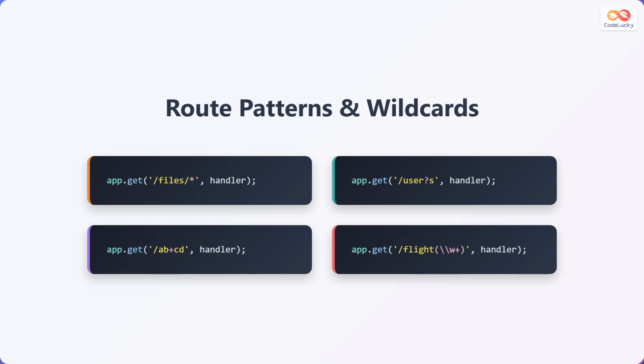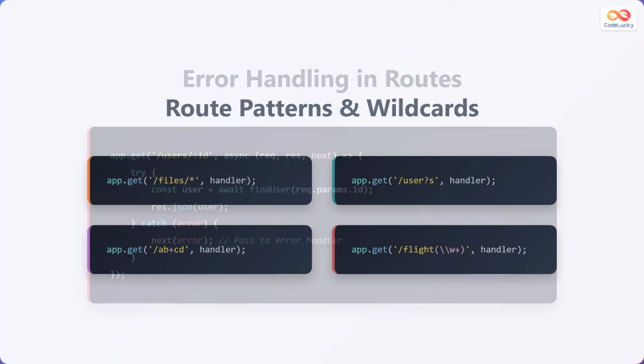app.get('/ab+cd', handler); This matches /abcd, /abbcd, and so on. app.get('/flight/(\w+)', handler); This matches /flight followed by one or more word characters. These patterns and wildcards provide powerful tools for defining flexible and dynamic routes in your Express applications.